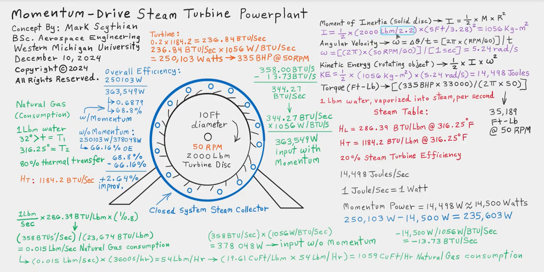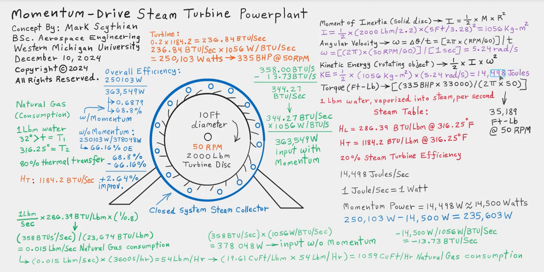So we take 2,000 pounds, convert it to kilograms, and then convert the 5-foot radius, because it's 10-foot diameter, into meters, and we square that value, and then we get 1056 kilogram meters squared is the moment of inertia. And now we can calculate the kinetic energy of the rotating object, 1/2 times moment of inertia times angular velocity squared. And so we go ahead and enter these values in. We calculate 14,498 joules of rotational kinetic energy.